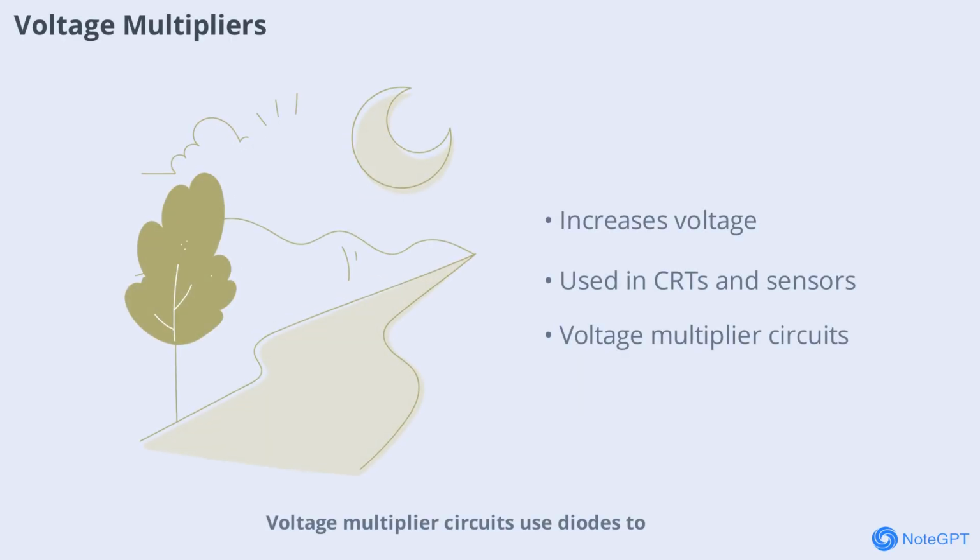Voltage multiplier circuits use diodes to increase the voltage from a power source. These circuits are used in devices that require higher voltages than what's available from the power supply, such as cathode ray tubes and some types of sensors.